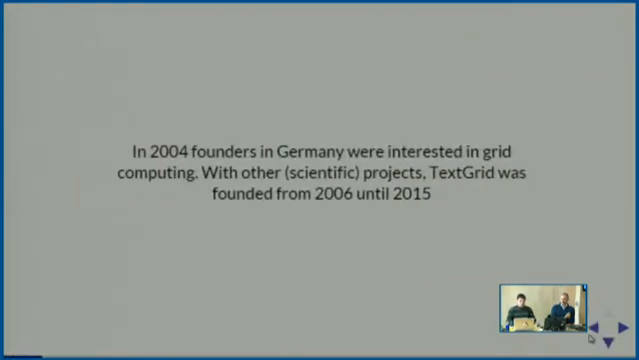Now let's talk about the history of the project. Martina already said that it was funded for 9 years by the Federal Ministry, but the idea started in 2004, when some funders in Germany were interested in grid computing. And together with other scientific projects, TextGrid was the only one that came from the humanities, the only project with a focus on humanities that tried to build something with grid computing. And now I'm sorry, I have to confuse you.